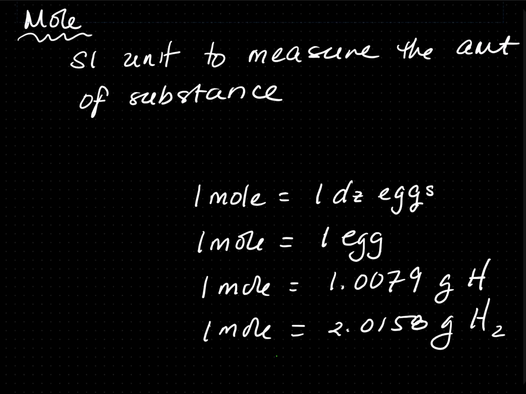A mole is an SI unit to measure the amount of a substance. Remember, an SI unit is the standard unit that we use for the metric system. Since it measures any amount of substance, 1 mole of anything can equal 1 dozen eggs, but it could also equal 1 egg. 1 mole can also equal 1.0079 grams of hydrogen. It could equal 2.0158 grams of H2.